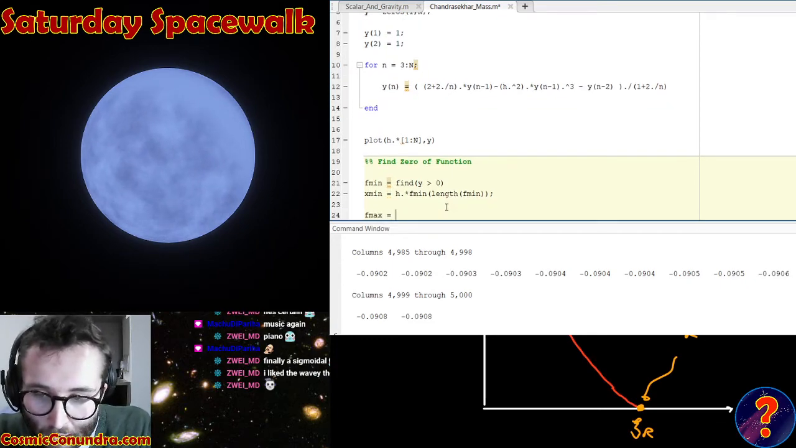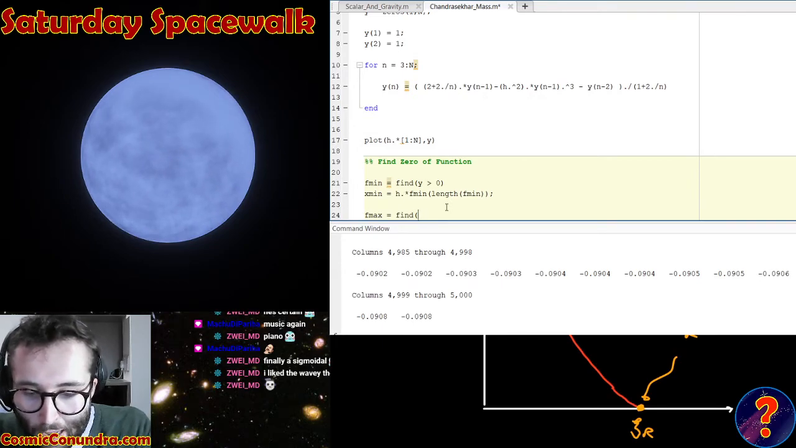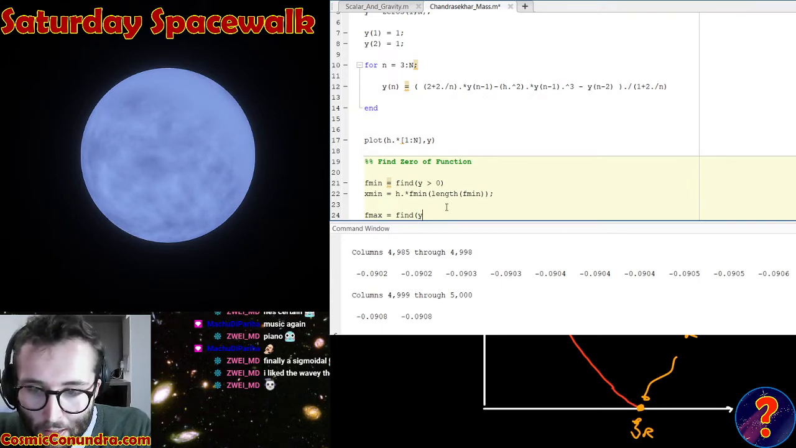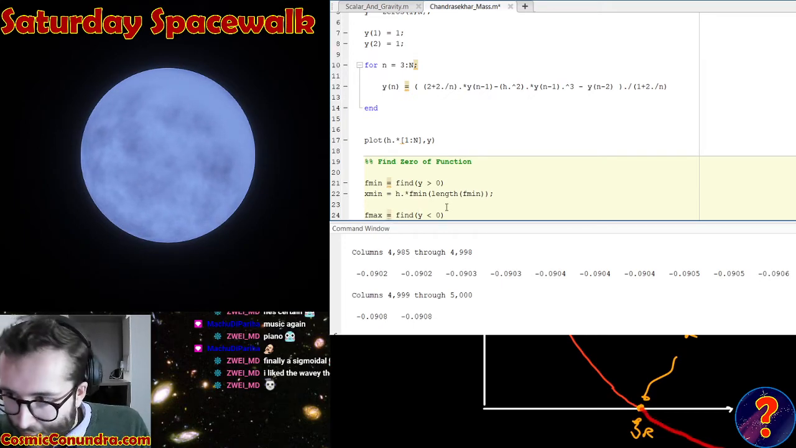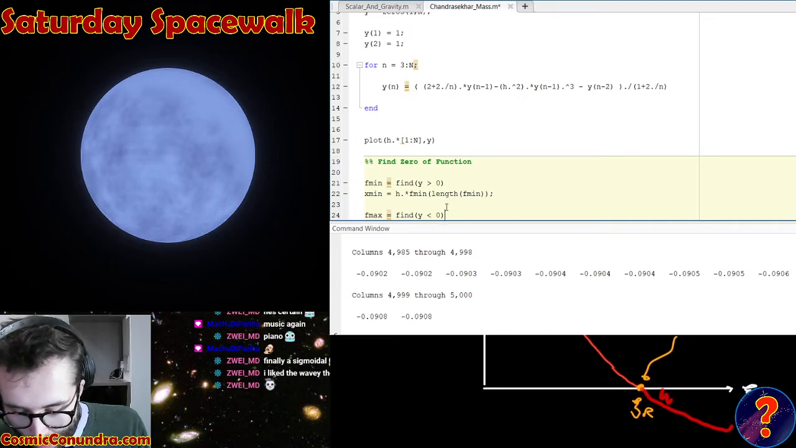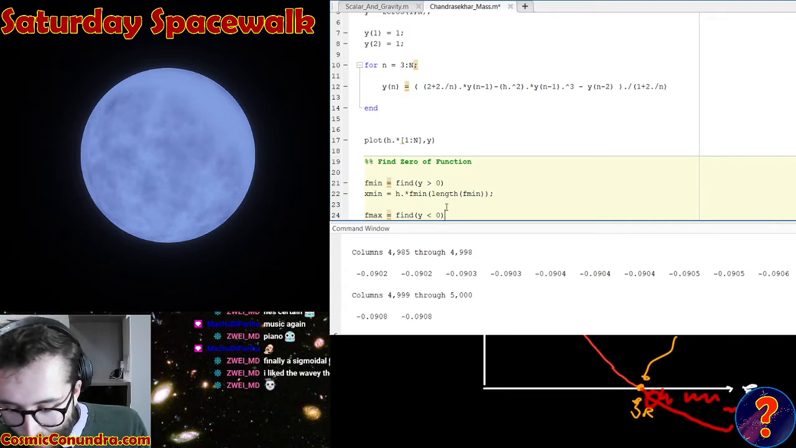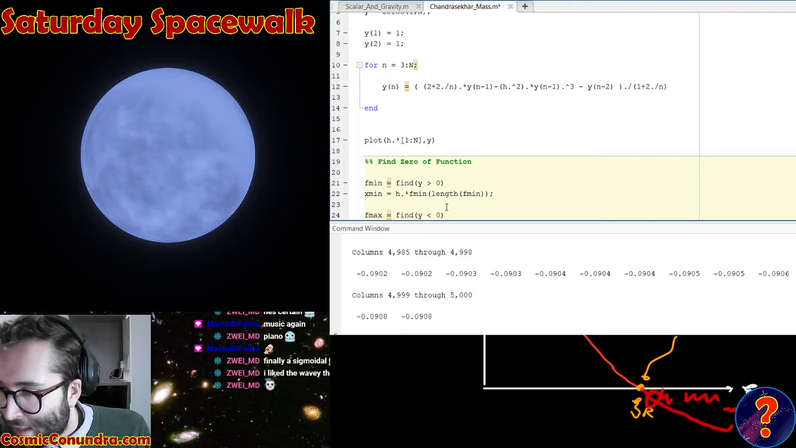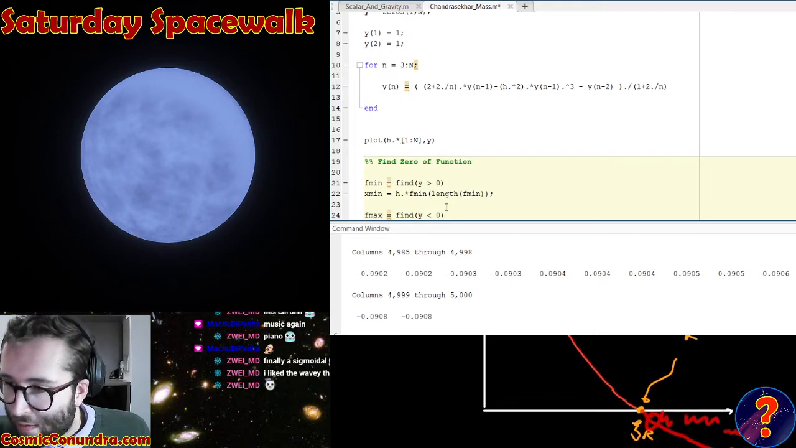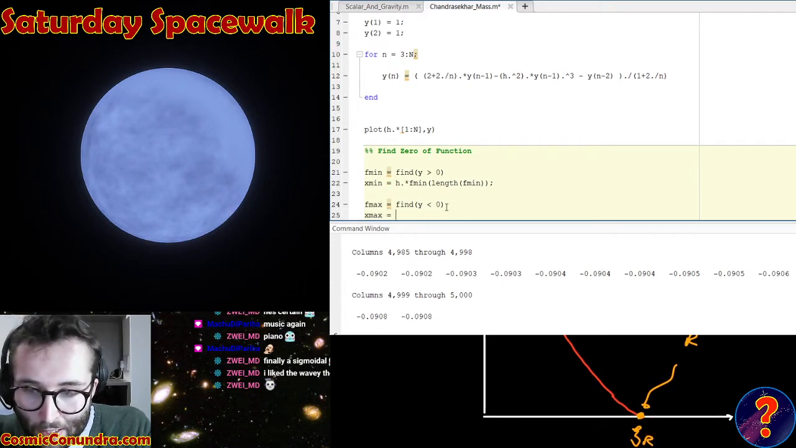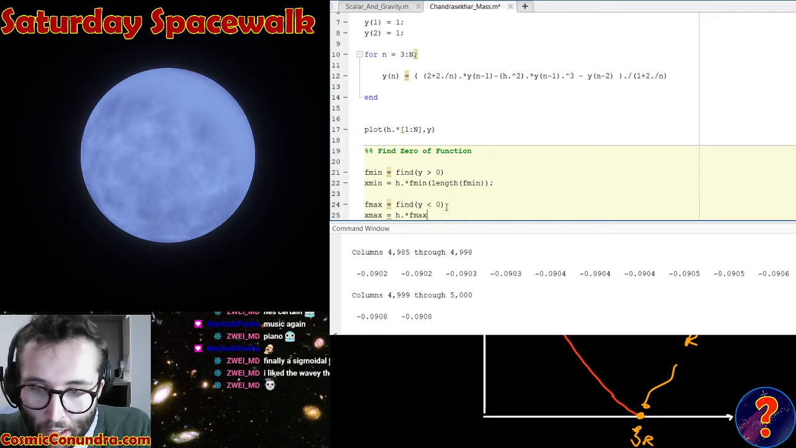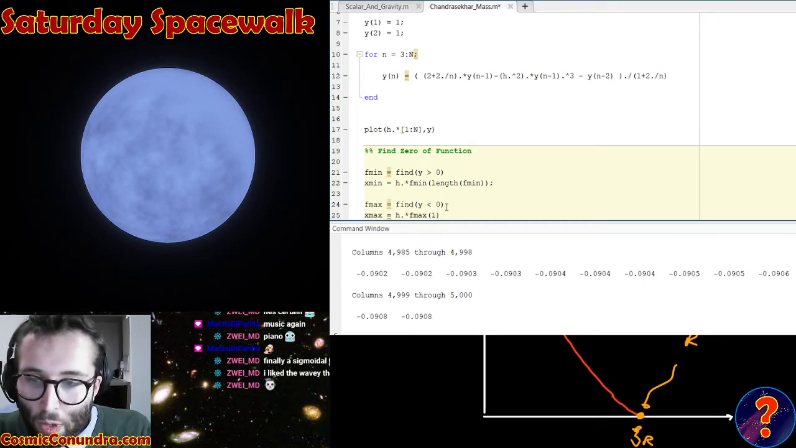Then f max I define similarly, where now I'm looking for the values of y that are below 0. So that corresponds to the curve carrying on like this, all of these values here. And now I want to find the one that is furthest to the left, so the first of these values to the right of xr, okay? So now I define x max as h times f max evaluated at 1, okay?